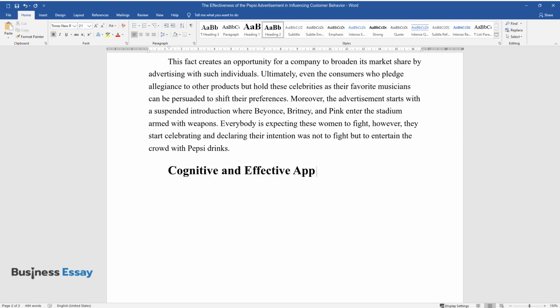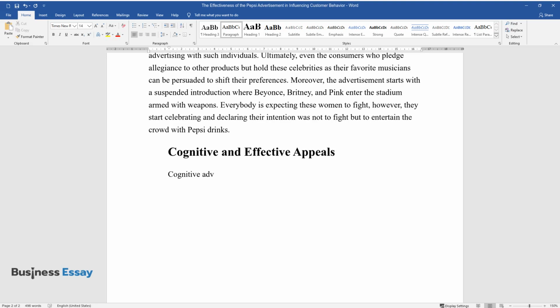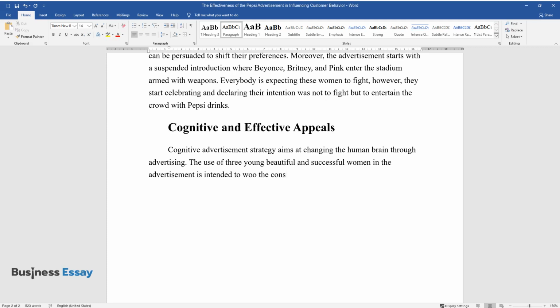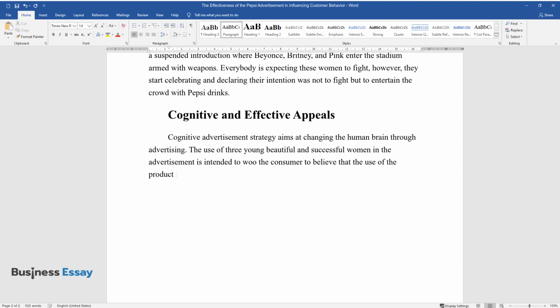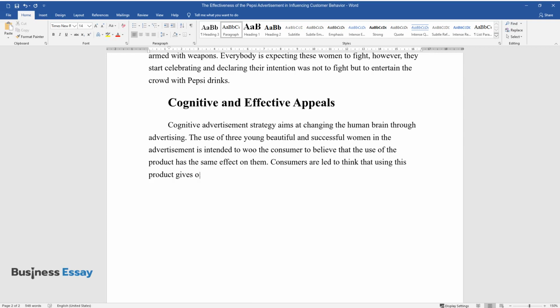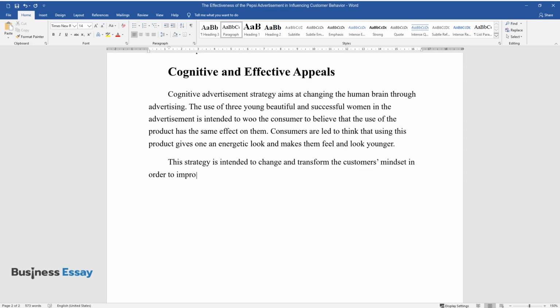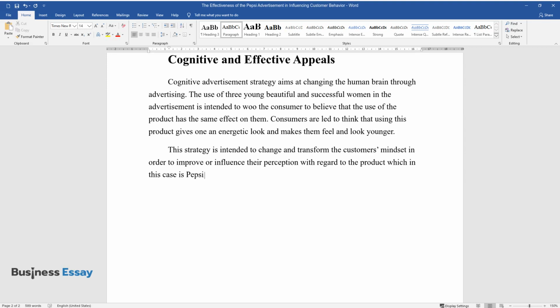Cognitive and affective appeals. Cognitive advertisement strategy aims at changing the human brain through advertising. The use of 3 young, beautiful, and successful women in the advertisement is intended to woo the consumer to believe that the use of the product has the same effect on them. Consumers are led to think that using this product gives one an energetic look and makes them feel and look younger. This strategy is intended to change and transform the customer's mindset in order to improve or influence their perception with regard to the product, which in this case is Pepsi soft drink.